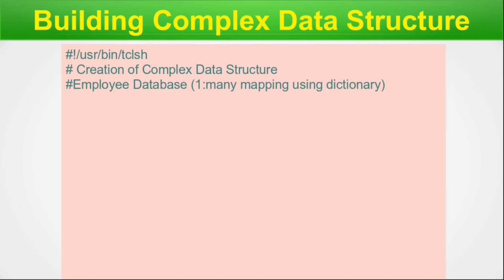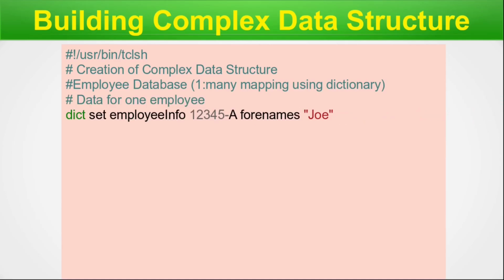There is a 1:many mapping using a dictionary. So one employee, and it will have many data around it. Let's see how we are going to do it. Data for one employee: dict set employee, then we give the employee number, okay. Dict set employee info. Employee info is the dictionary name, okay. Key is 12345-A, the first key.